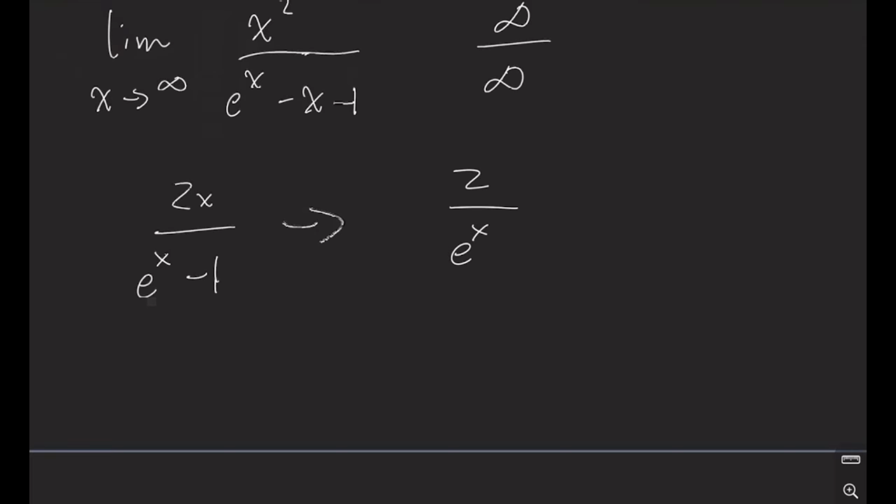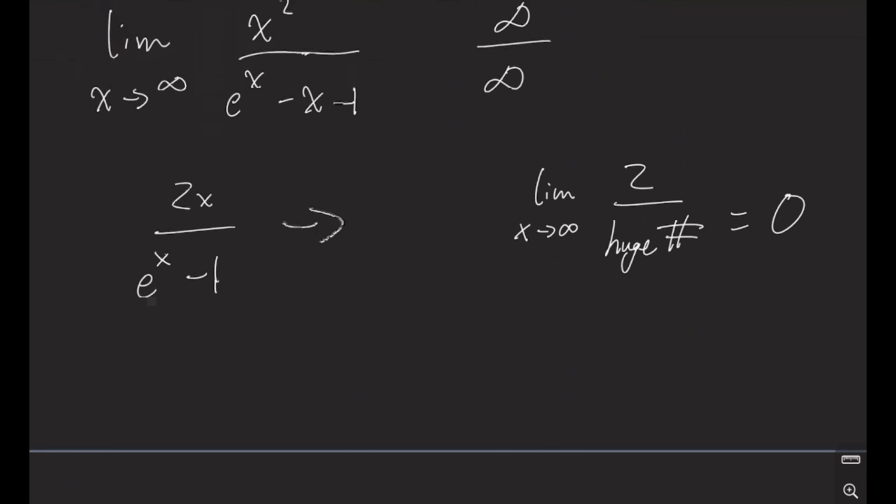Now if I plug in infinity, I'm going to get 2 divided by a huge number. And guess what that's going to equal? That's going to equal 0, since as x approaches infinity, e to the x gets huge. So the limit is 0.